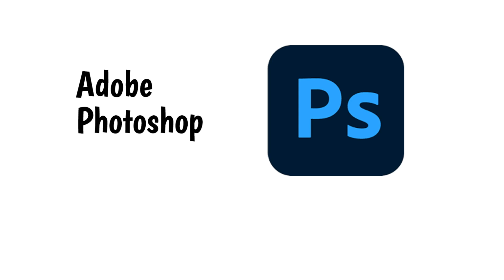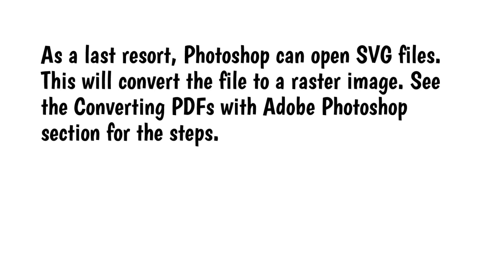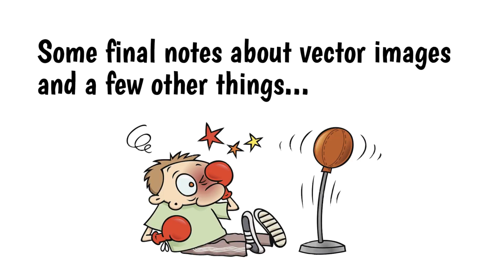Using Photoshop. As a last resort, Photoshop can open SVG files. This will convert the file to a raster image. See the Converting PDFs/Adobe Photoshop section for the steps. GIMP can also open SVG files. Some final notes about vector images and a few other things.